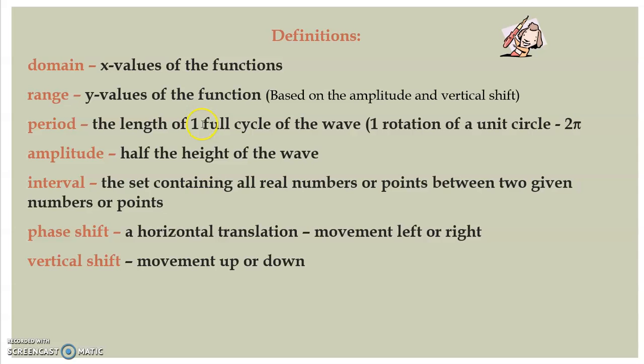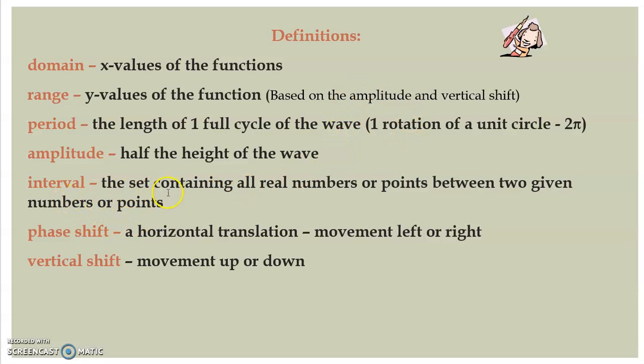Most of our waves will be 2 pi unless we change the period. So 2 pi would be one rotation of a unit circle, and our period would fit the wave right there in that one unit circle. So we're going to start out with 2 pi on our waves, and then we'll change the period. The amplitude is the height of the wave, and we will talk about where the midline is and what the height of the wave is from the midline.